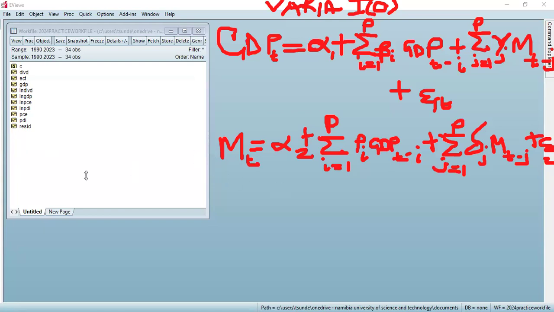Okay, let's continue. So last time we talked about the condition for unidirectional causality from money supply to GDP, right? For there to be unidirectional causality from money supply to GDP, that is money supply to GDP.